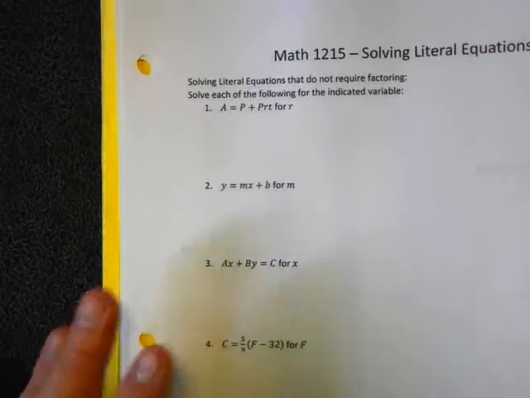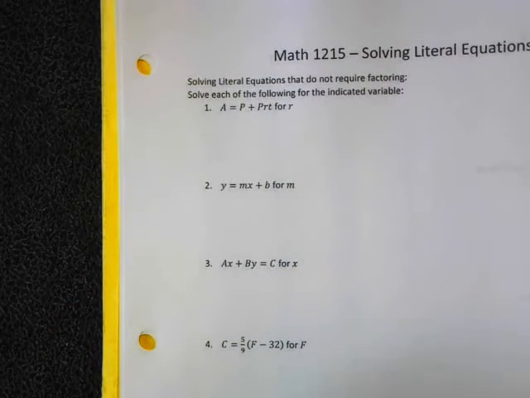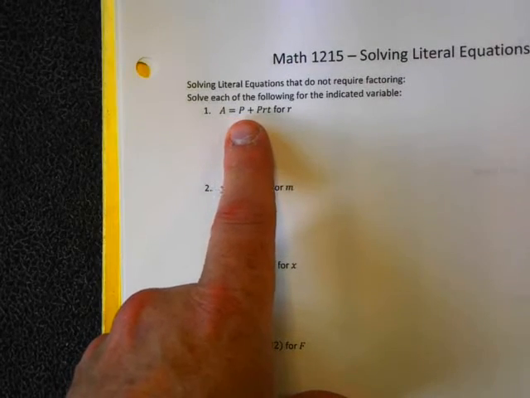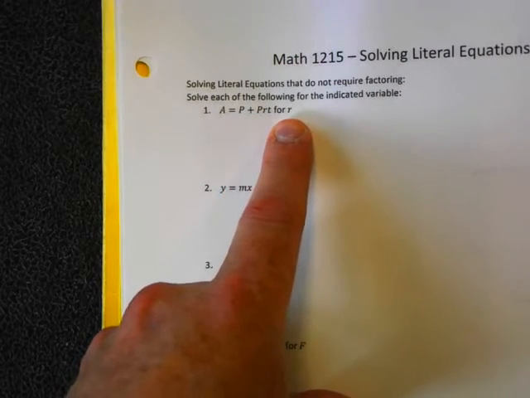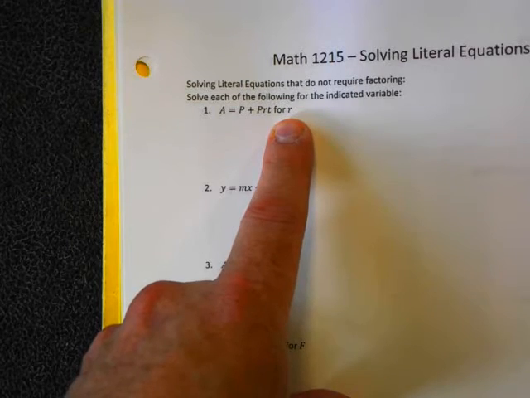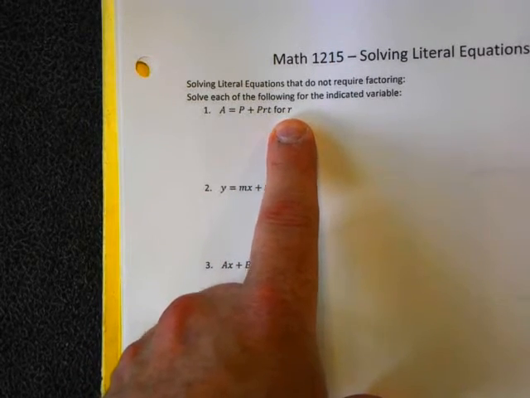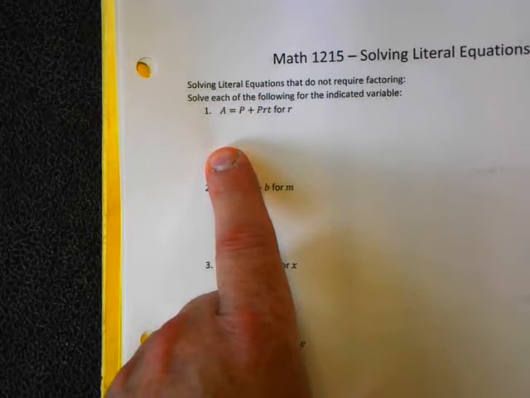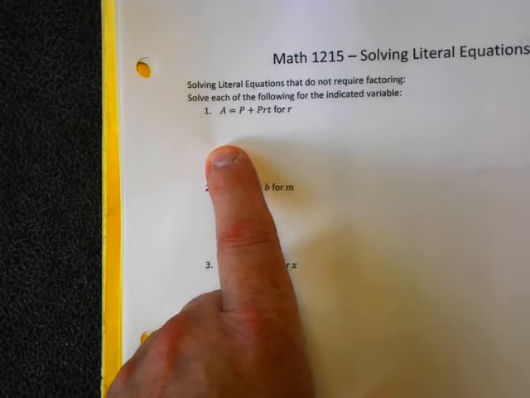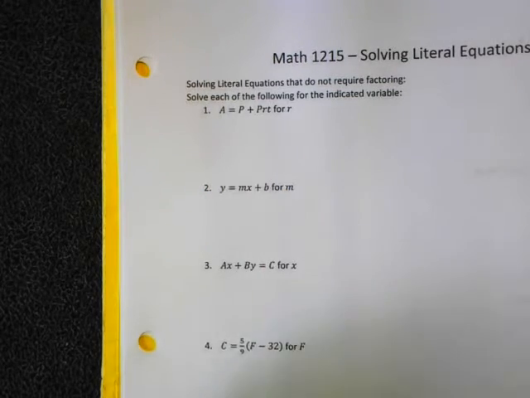Quite often what we need to do is rearrange these formulas, and this one is saying take this formula, rearrange it, solve it for R. Which means when you get done, you should have R all by itself on one side and no R's at all on the other. How do you do that? Exactly the same way you would do it if you had numbers.